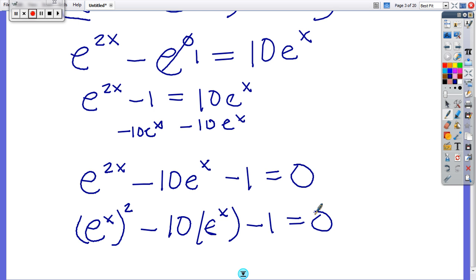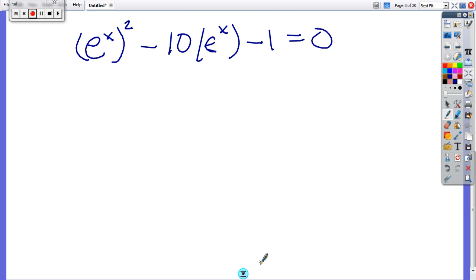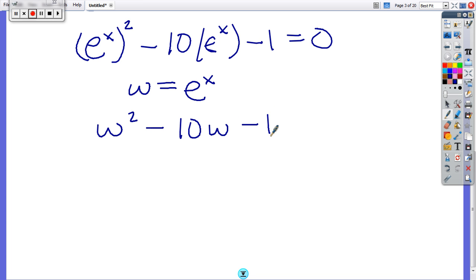So now, how do we solve quadratic equations? We use the quadratic formula. So I'm just going to pretend for a minute: I'm going to set e to the x equal to w. And again, if you don't see the quadratic equation yet, maybe you'll see it now. Wherever I see e to the x, I'm going to substitute a w. So I have w squared minus 10w minus 1 equals 0.